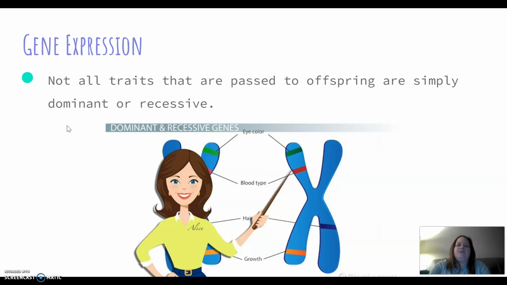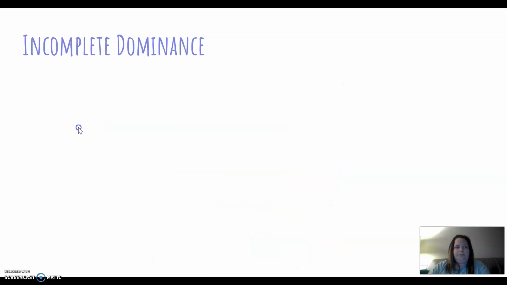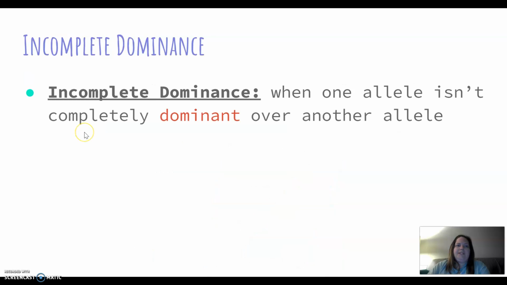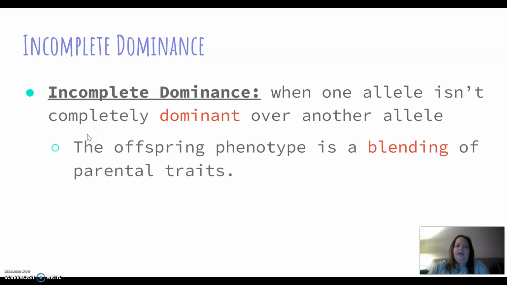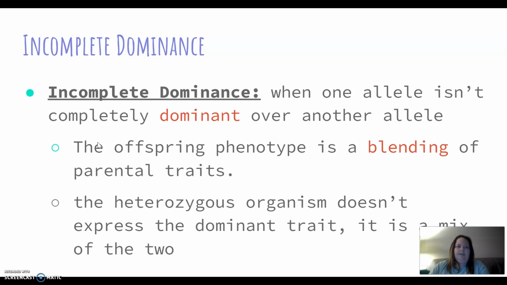All right, not all traits that are passed to offspring, though, are simply dominant or recessive. There are a few exceptions to that rule. We've got incomplete dominance. This is when one allele isn't completely dominant over the other. And this means that the offspring's phenotype will be a blending of the parental traits. So incomplete is blending. The heterozygous organism doesn't express the dominant trait. It's actually a mix of the two.